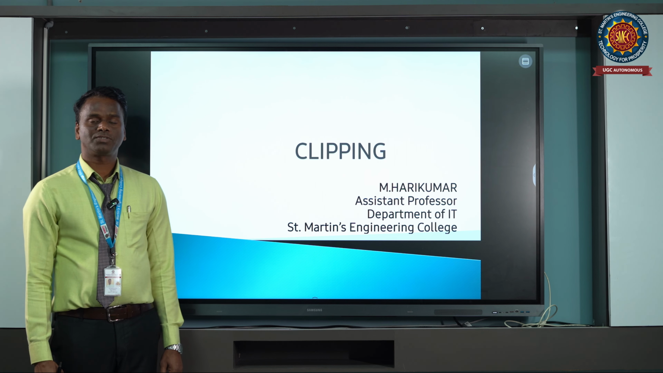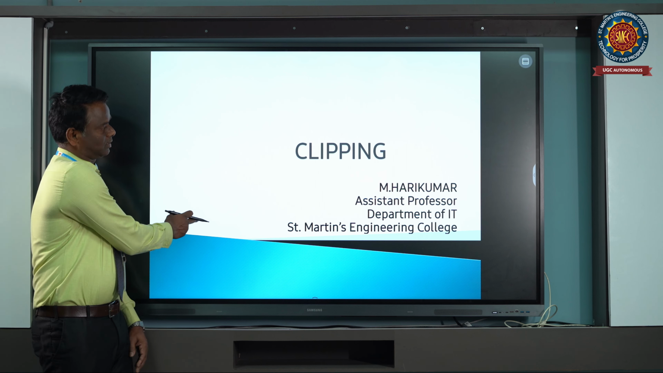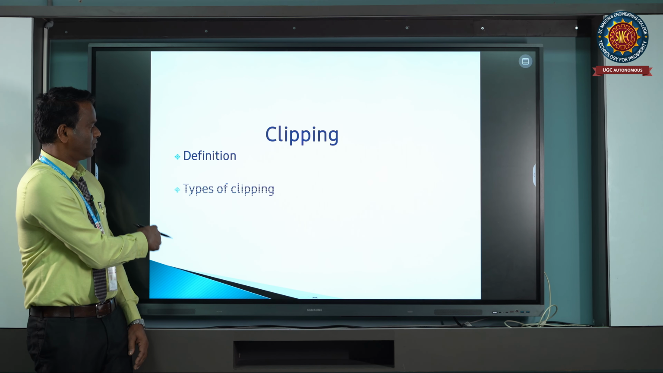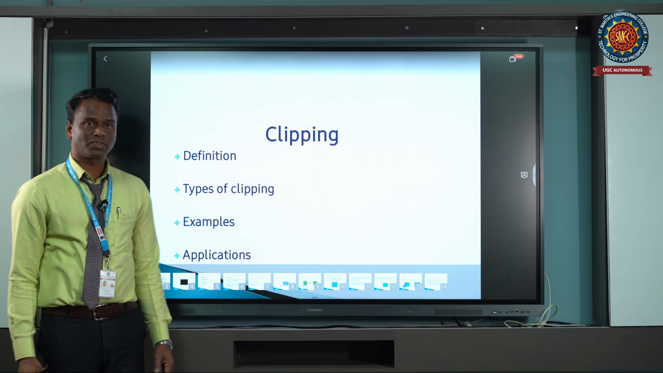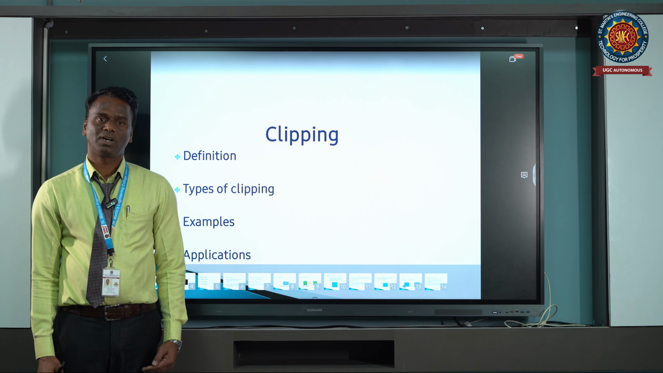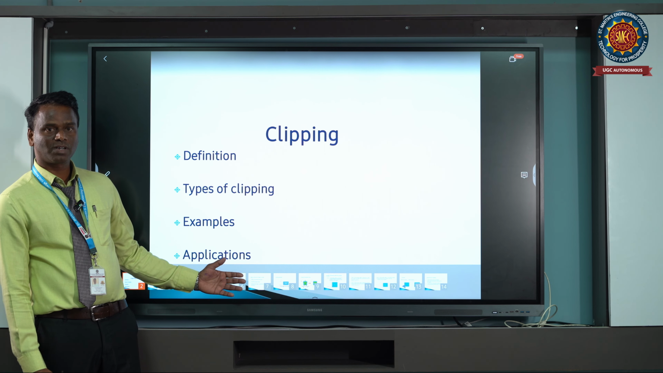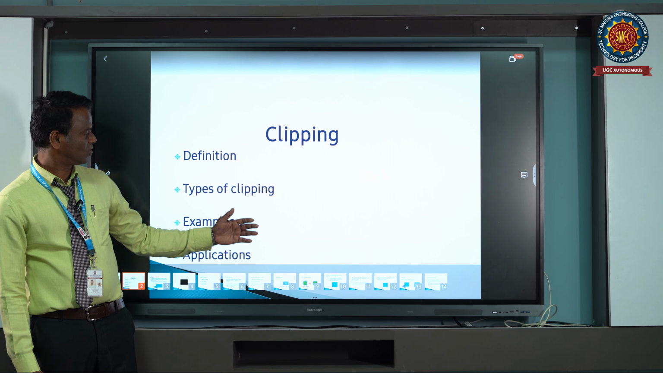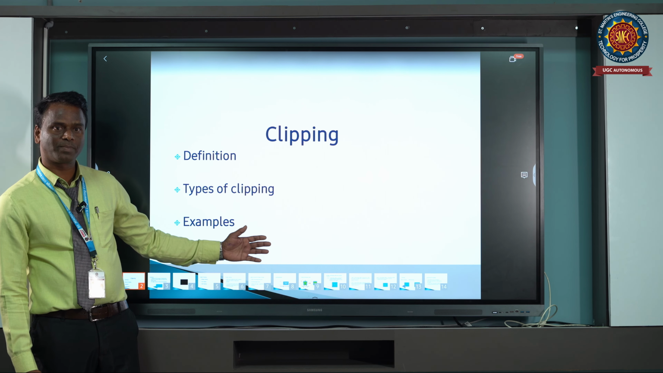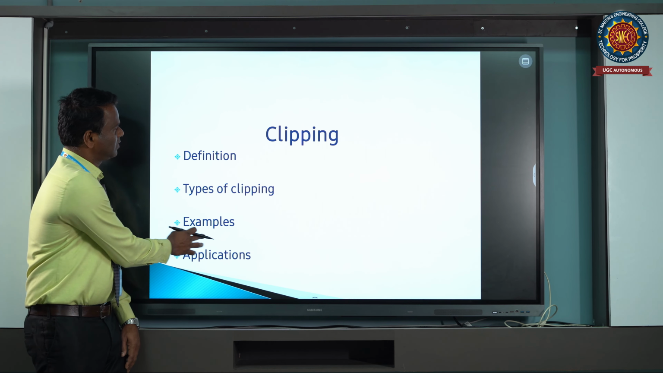So there are 4 areas we have to understand in this clipping concept. And what are the 4 areas? First one is definition, then second, examples, third, types of clipping, and fourth, obviously, the applications. So now let's see one by one. What is the meaning of clipping, what are the types of clipping, what is the exact example for each type of clipping, and then applications, right? So let's see what is the definition of clipping.